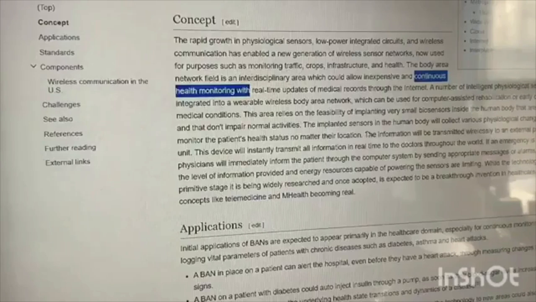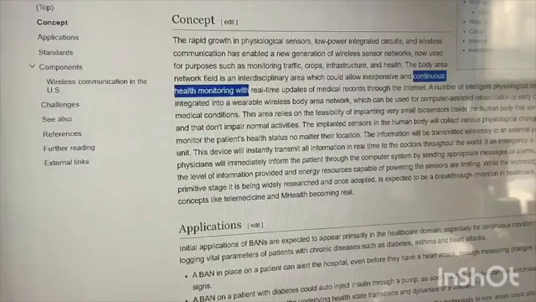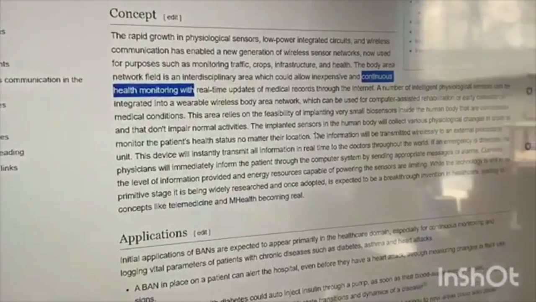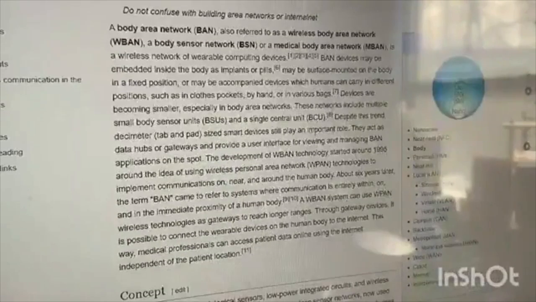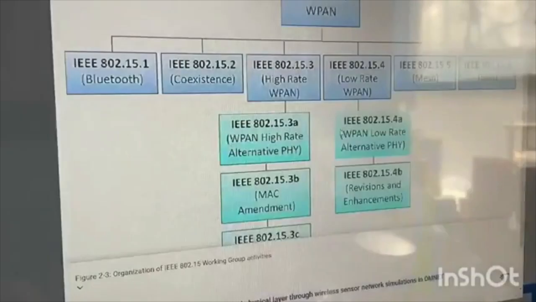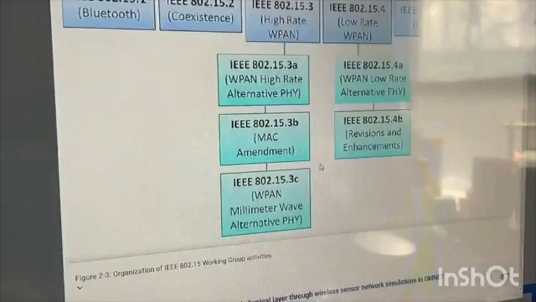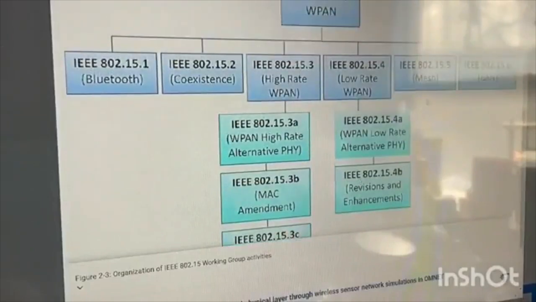The body area networks are old. They have been working on this since 1995. There's nothing hidden about this if you know the right terminology to search for. This is your millimeter wave, your MAC IDs, your mesh networking with wireless sensor networks, and the W-band itself is the 802.15.6.